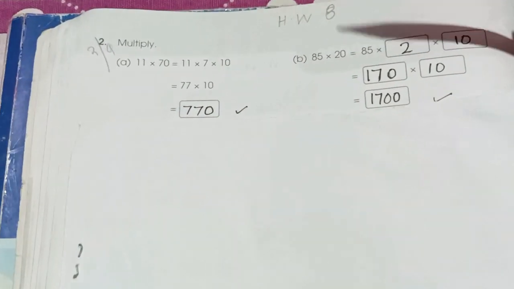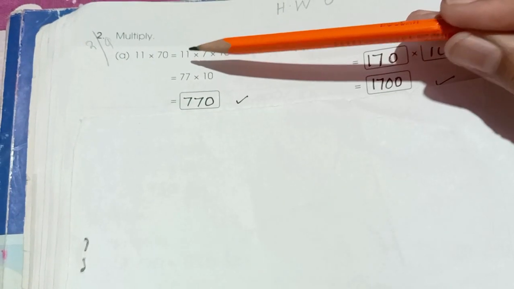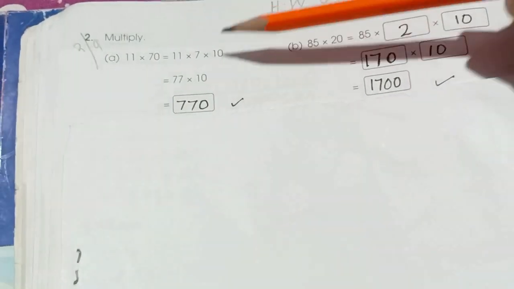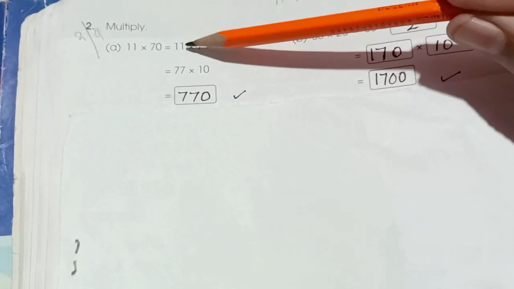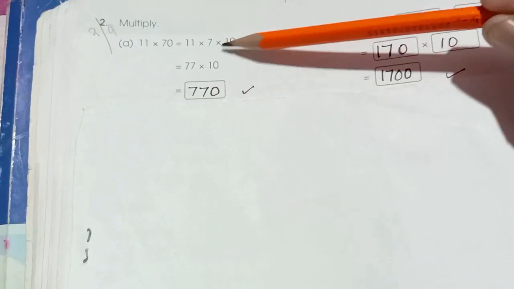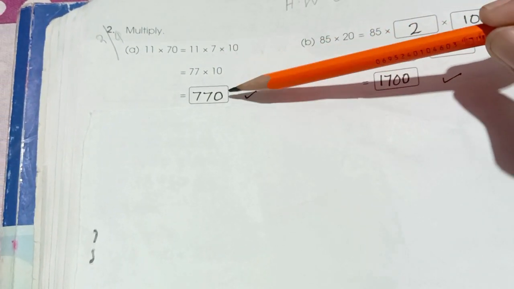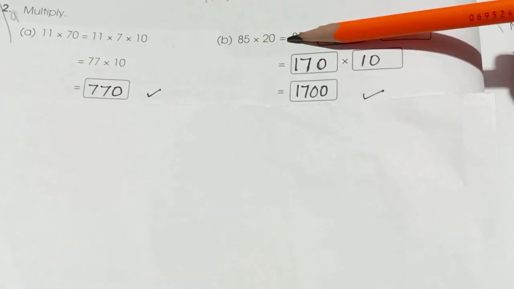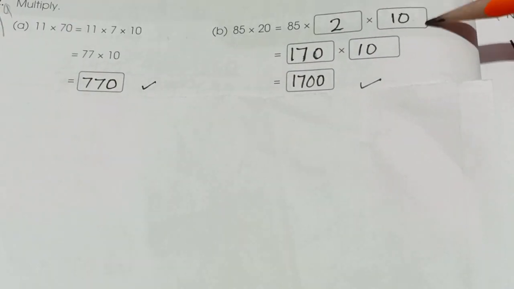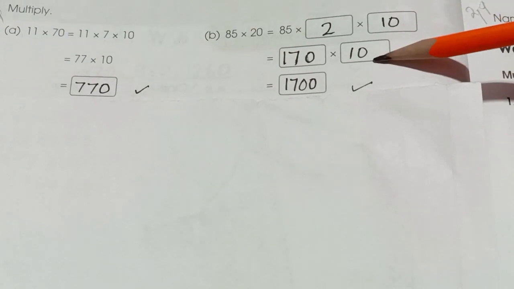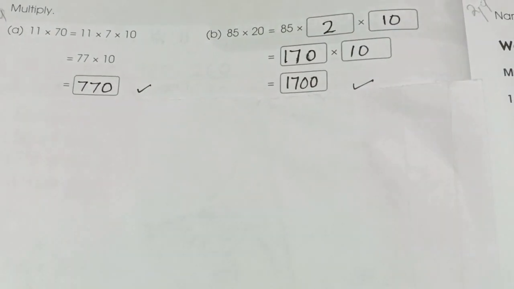Now we have 11 multiplied by 70. If we have a number like 70, 80, 60, 20, first we have to break the number. We break 70 into 7 and 10. 11 sevens are 77, and 77 multiplied by 10 is 770. Same as it is, we have 85 multiplied by 20. So we break the 20 into 2 and 10. 85 twos are 170. 170 multiplied by 10 is 1700.